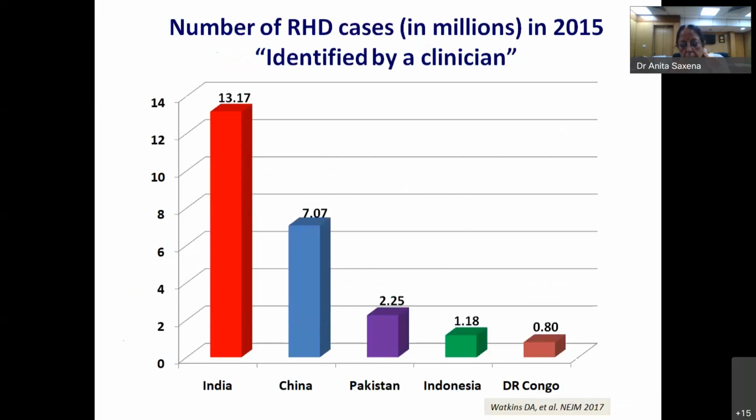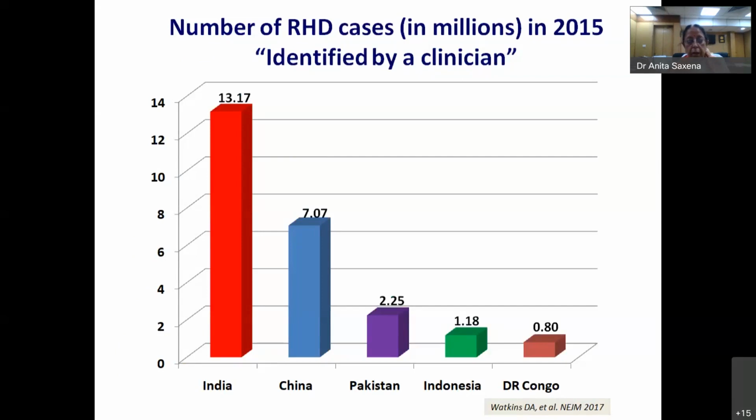So this is the data from the publication of 2017. I must say this is more based on modeling because there may not be enough data from all the countries. But the important thing to highlight is that these are patients who are diagnosed by clinicians. That means they have murmurs. These are not subclinical rheumatic heart disease. The number of subclinical cases may be 5 or 6 times or even 10 times more than what is shown here.